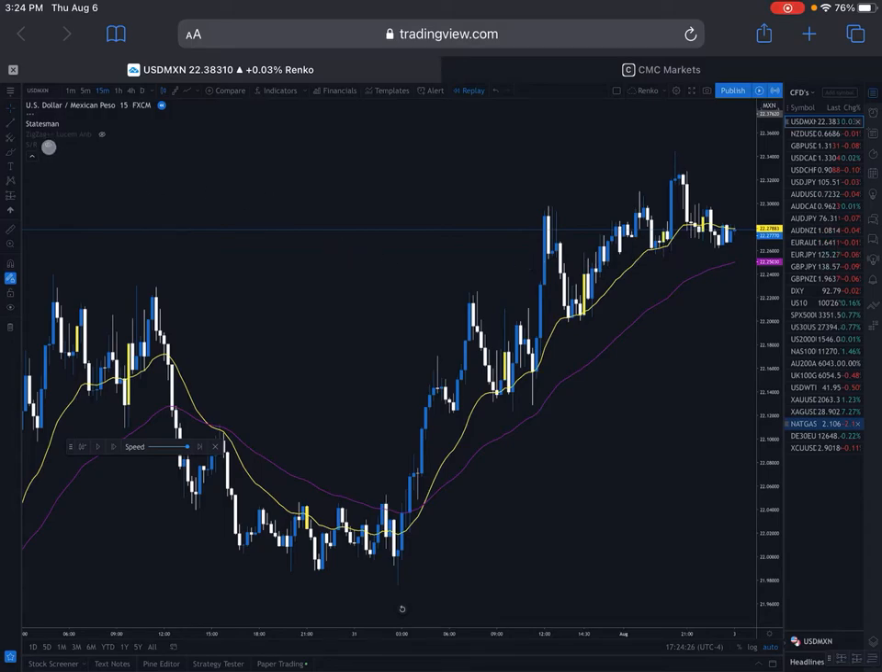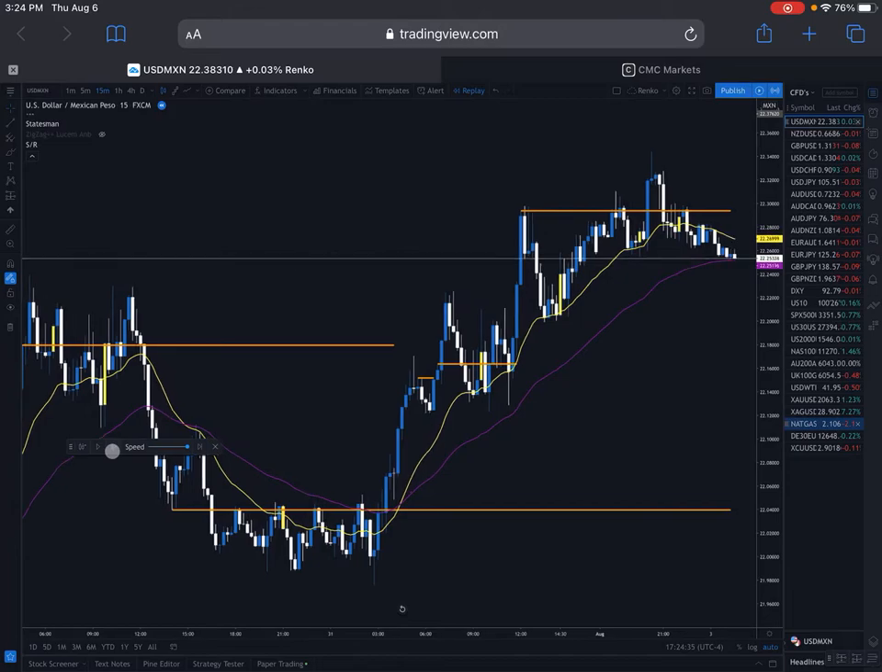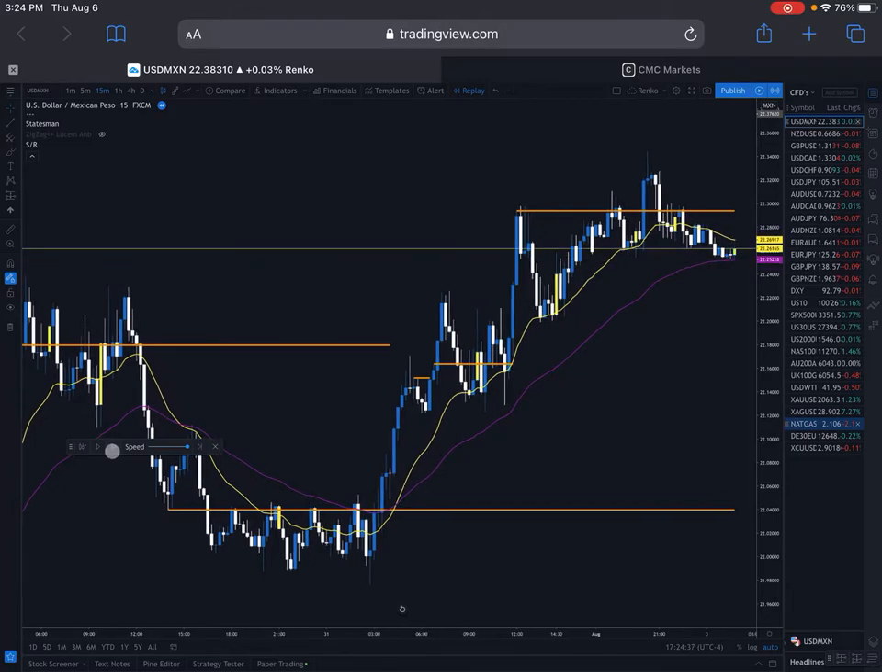Okay, we can just put on our support resistance indicator. And now let's just go through this. So you can see immediately the trade went against me, but I did have my stop below the 55, so it didn't get triggered.